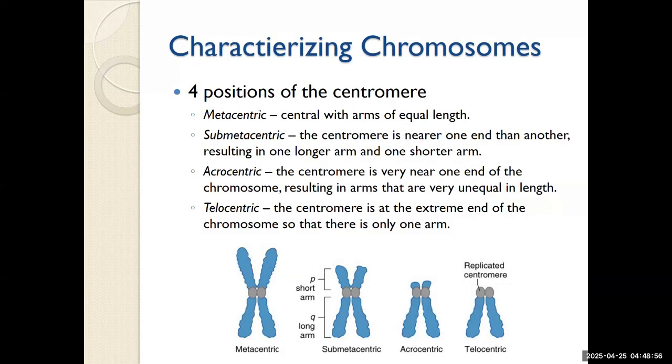The centromere holds the two sister chromatids together, and it can occur right in the middle, in the case of a metacentric centromere, or slightly towards the top, submetacentric, very near the top when it's acrocentric, and at the tippy top when it's telocentric.